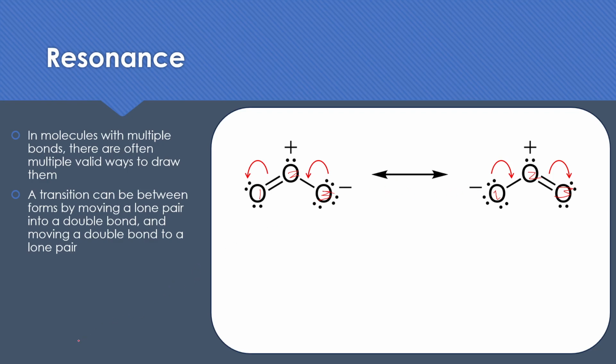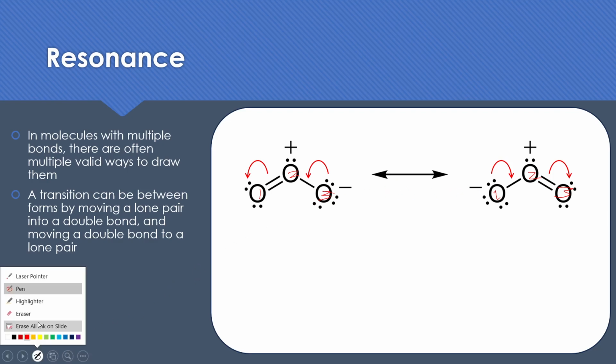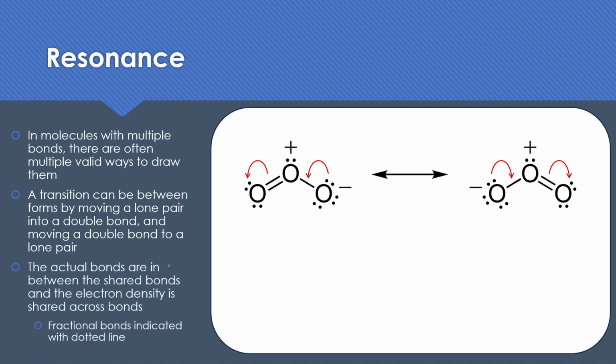And so then what's really interesting about resonance is that the actual bonds are being shared. The actual bonds are halfway in between the shared bonds. Okay, so the electrons are flowing. So we say, if we call this form A, and we call this form B, it is not A. It is not B. It is some hybrid in between of both A and B at the same time.